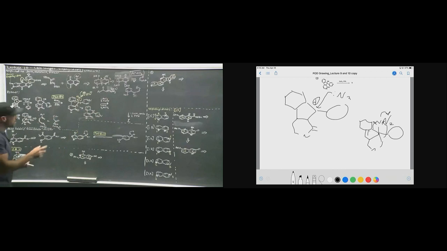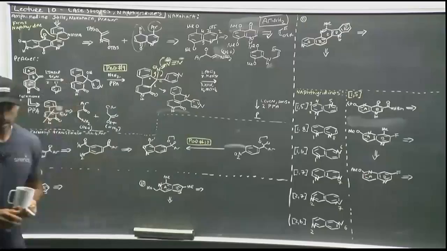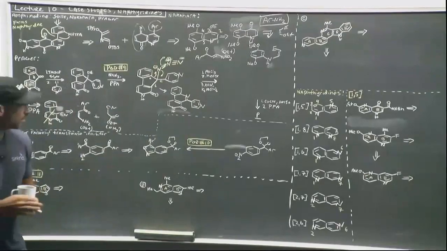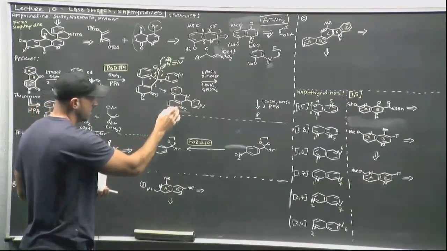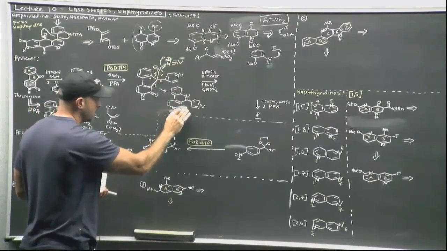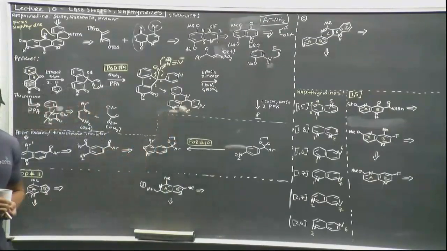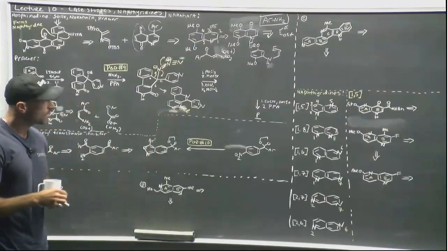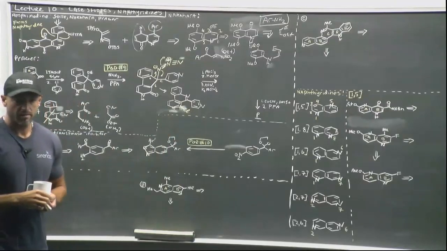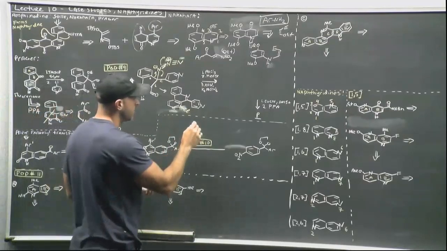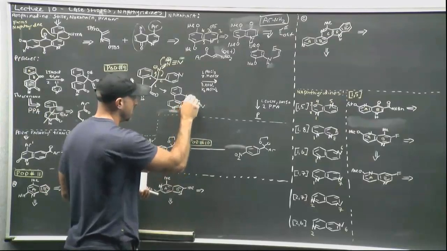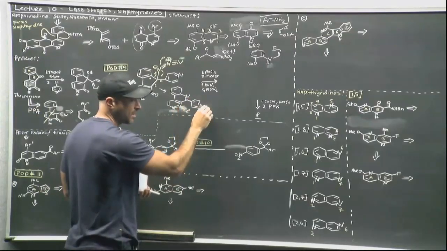So when we treat this with POCl3, what happens, Tanner? You're going to chlorinate the ketone. POCl3 does that. Methyl triflate? Steve? Methyl triflate is superior. Which one? That one. Yeah. Because? Sterics.